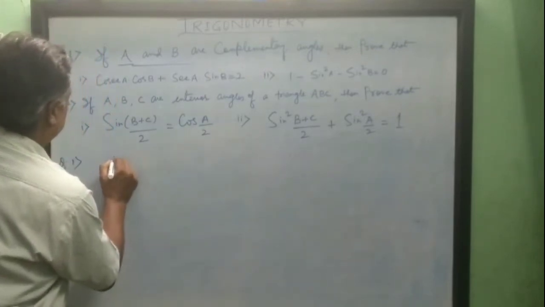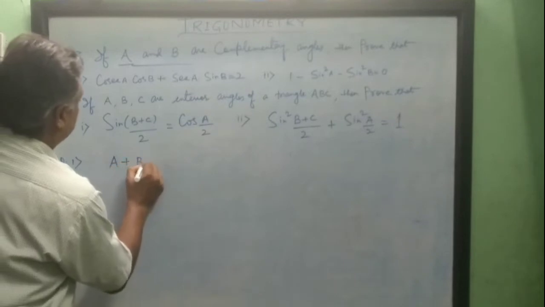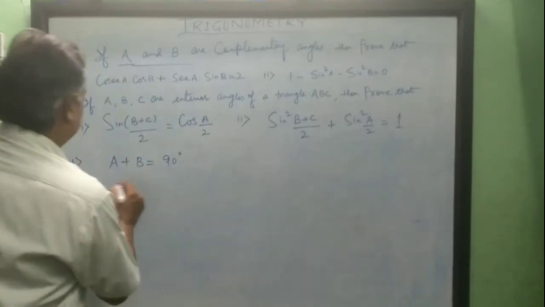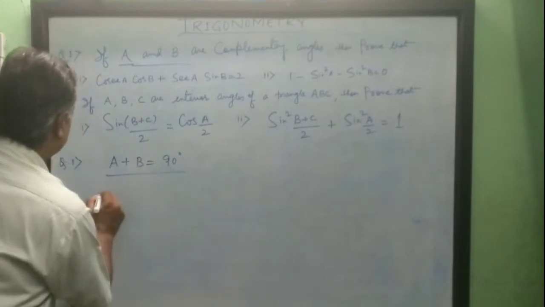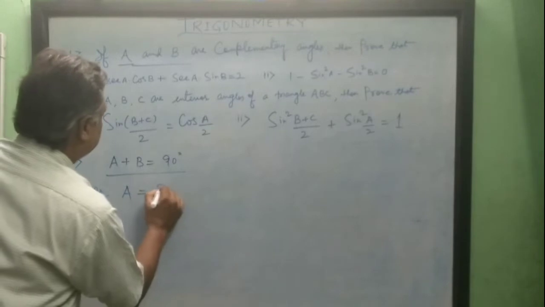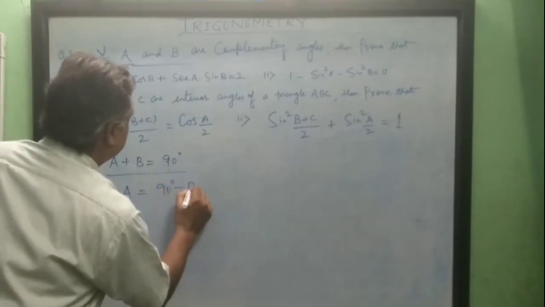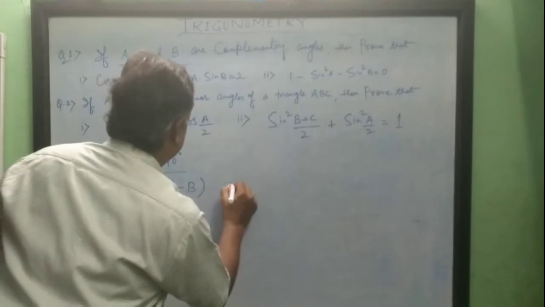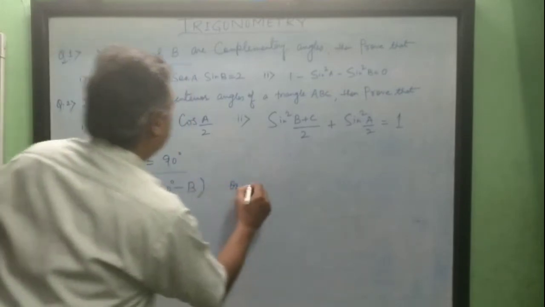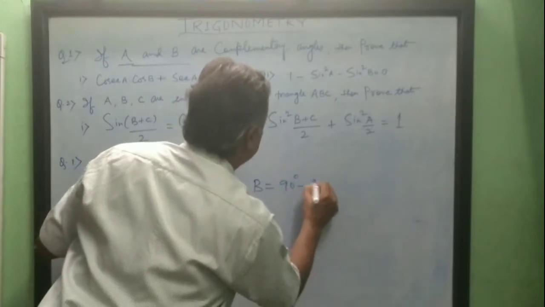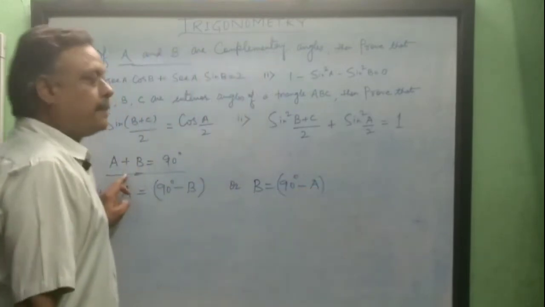So angle A plus B is equal to 90 degree. From this expression we can write angle A is equal to 90 degree minus angle B, or angle B is equal to 90 degree minus angle A.